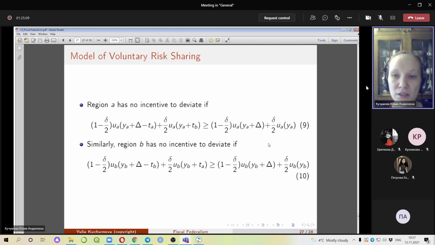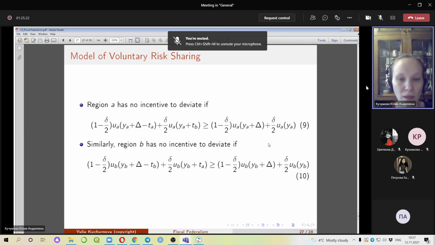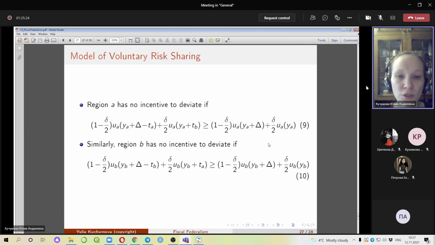So this condition is given by equation 9, and similarly we can do the same steps for region B to check that he has no incentive to deviate. By analogy, the equation for region B is written, and it's equation 10.